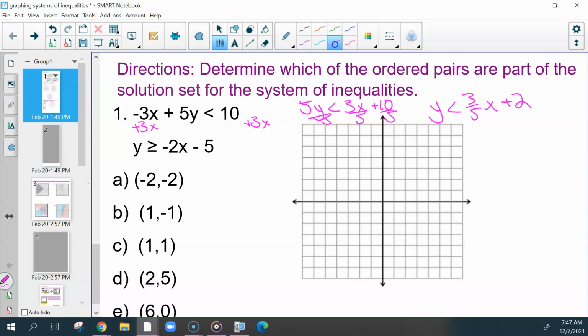And then graph that one. So this would be at positive 2. Our slope is 3/5, so we're going to go up 3 to the right 5. And down 3 to the left 5. This one would have a dashed line. I'm going to make these actual ones.